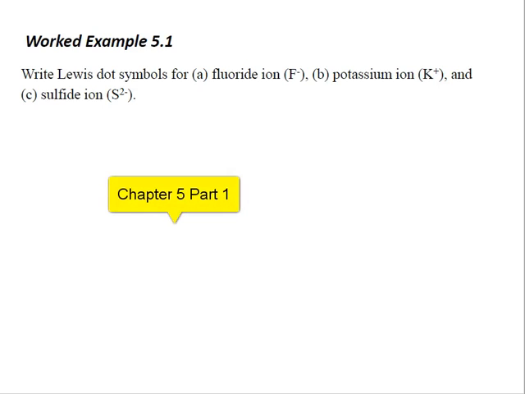I'd like to go through some practice problems in Chapter 5. Again, just pause the video as you need to and give yourself a chance to work these out as you're watching. We'll just go ahead and start. This is example 5.1.